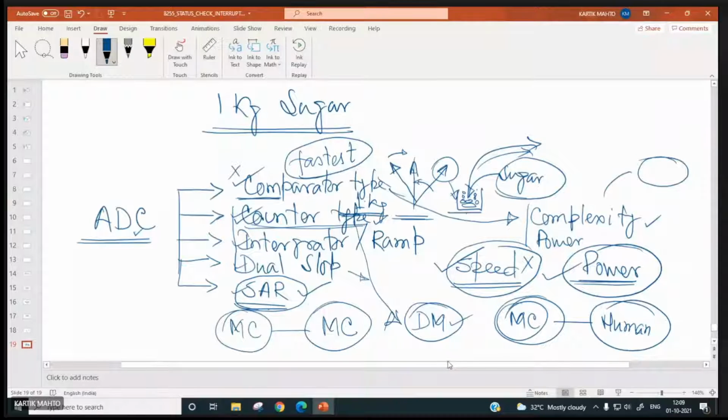Digital multimeter, who wants to use it? Is a digital multimeter being used by any other machine or a human? Human, sir. Okay. And suppose you provide this digital multimeter a very high speed, what is the use for the human? There is no use for the human, because with that speed they cannot cope up.